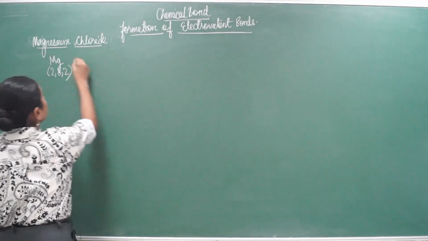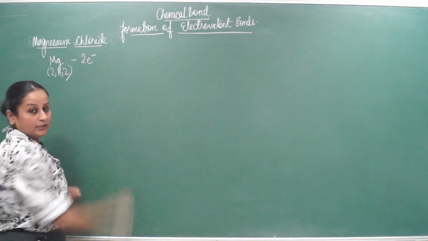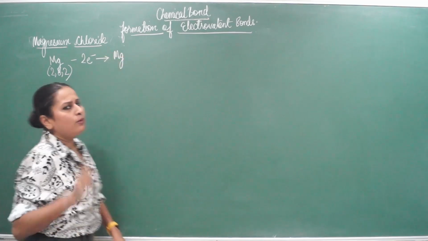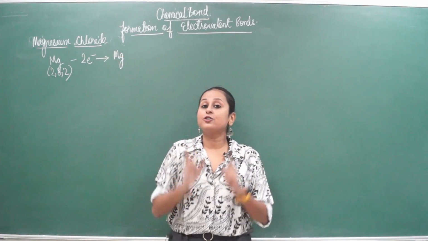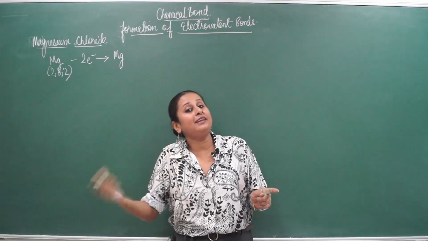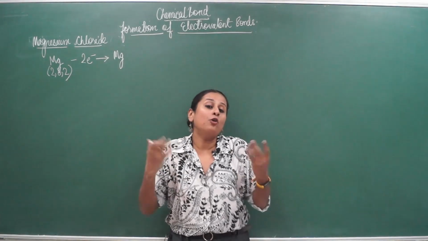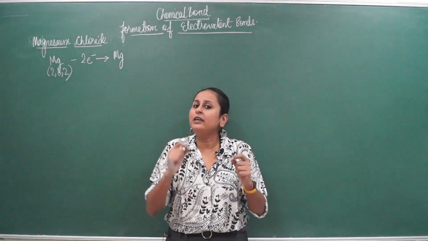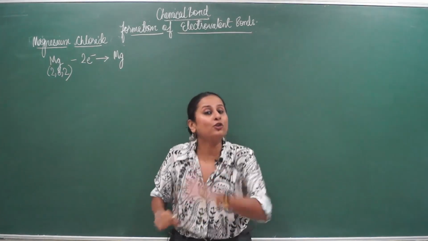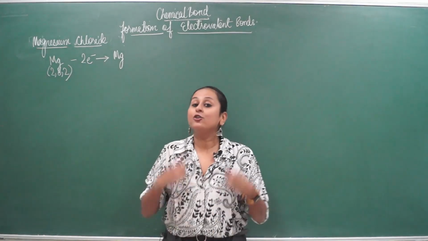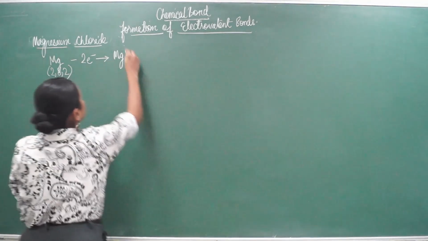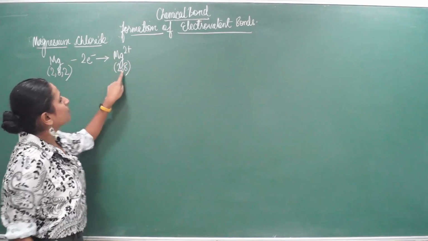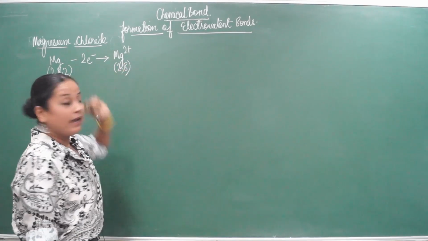So now magnesium is losing 2 electrons and it becomes a magnesium ion. Now it has lost 2 electrons, it has 12 protons, but it has only 10 electrons. So who has more charge? Protons have more charge. By how much? There are 2 units of positive charge that are extra. So it will become Mg2+ and its configuration will be 2, 8.